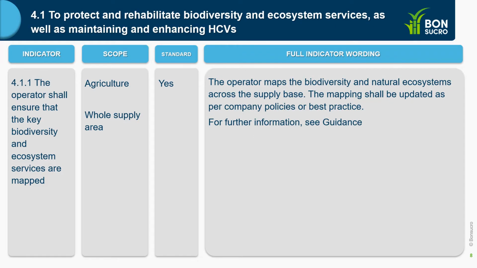Now, the first indicator, 4.1.1, the operator shall ensure that the key biodiversity and ecosystem services are mapped. This is for agriculture and for the whole supply area. So it needs to map biodiversity and natural ecosystems across the supply base. And the mapping shall be updated in line with company policies or best practices.